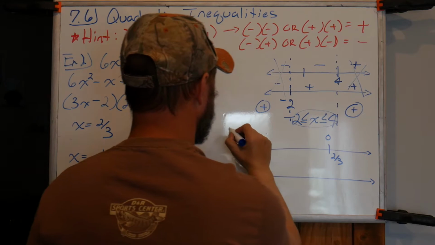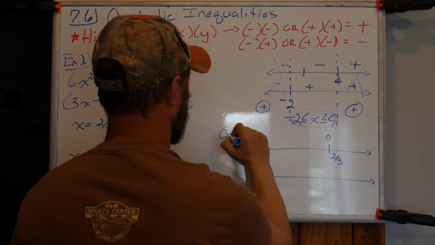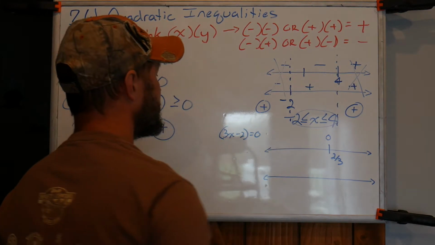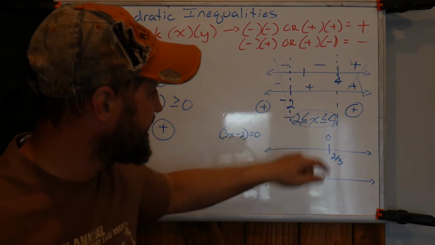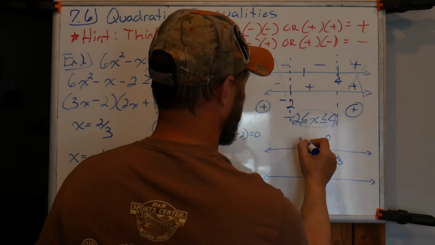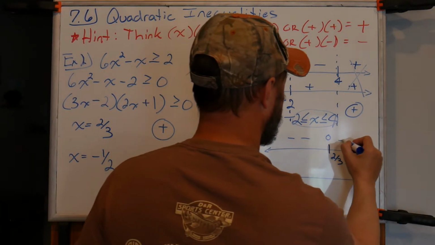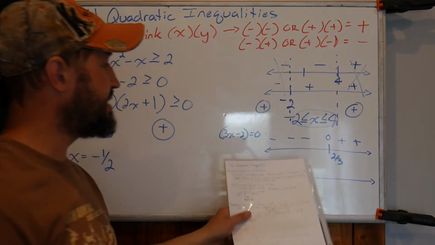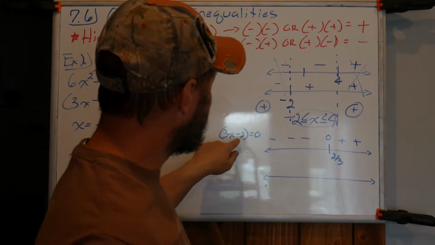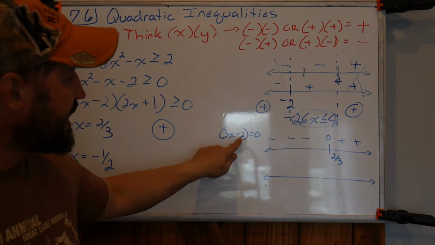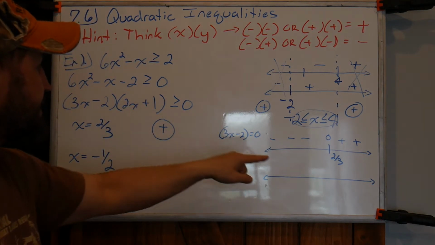2/3 is 0. That's what makes 3x minus 2 equals 0. When I plug that in, I have 0. That means everything this way is negative. Moving this way is positive. Think number line. But instead of 0, we're replacing it with our answer, what equals 0 in our equation.